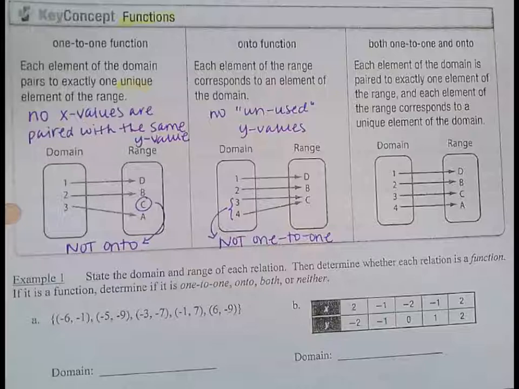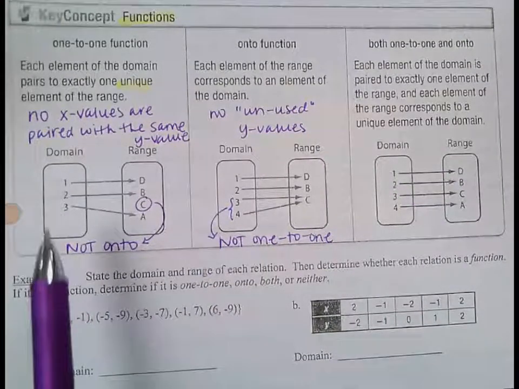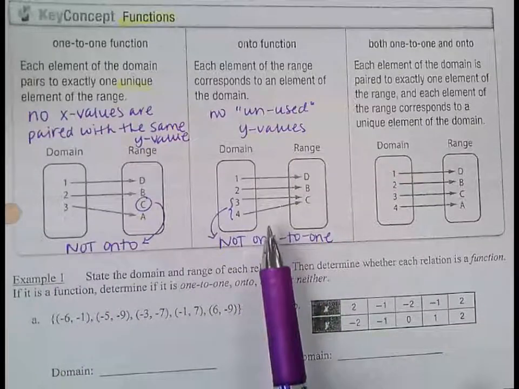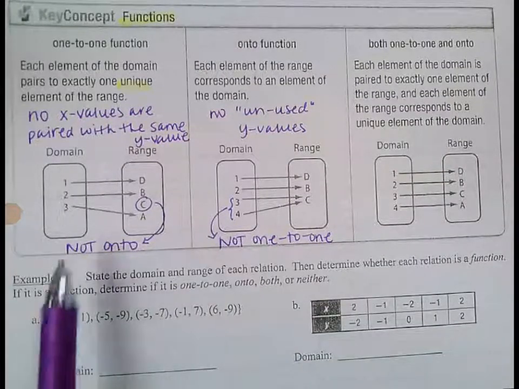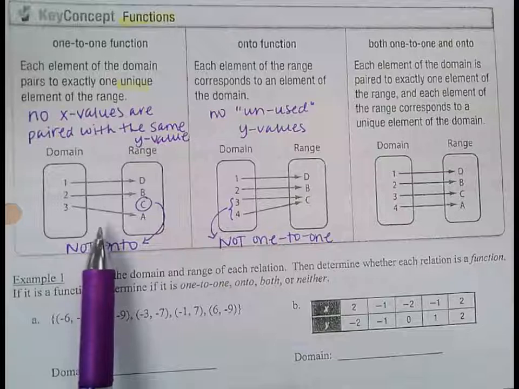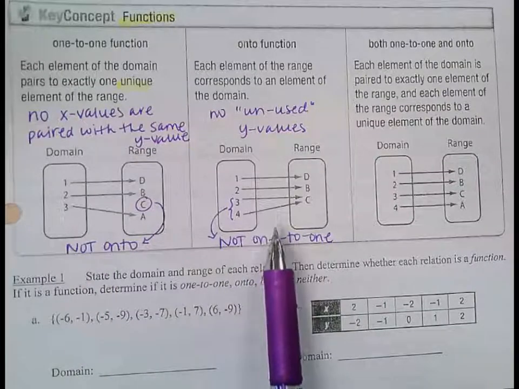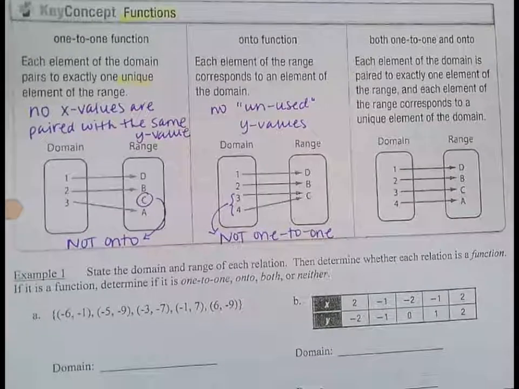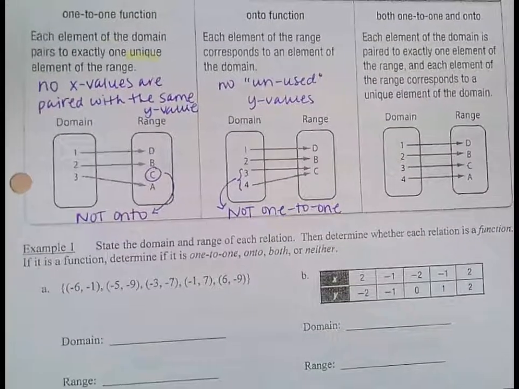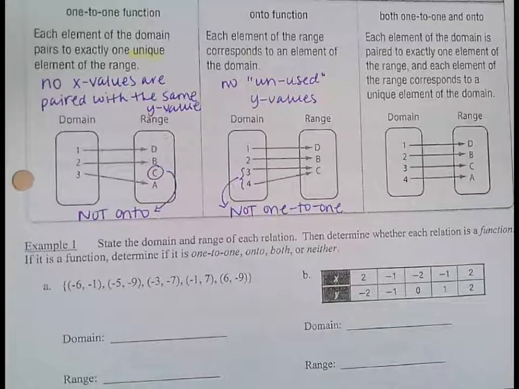And then I'm not going to read through what it means to be both because I find it easier to just look at one-to-one and then onto separately. If you can say, yes, it's one-to-one, yes, it's onto, then it's both. So just look to see, are any of the x values paired with the same y values? Are any y values not used? Answer those questions versus trying to understand what this is saying. It's saying the same thing. I just know that how they word it, it can get kind of confusing. So that box is just putting together what it would look like if it's both.